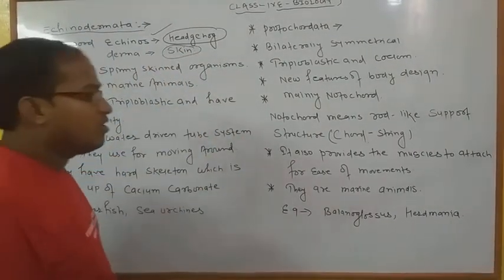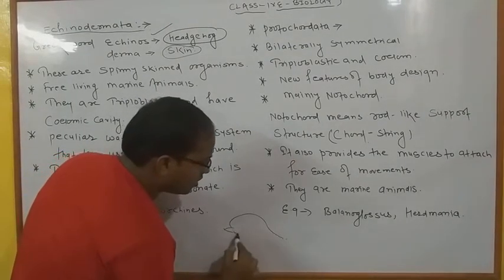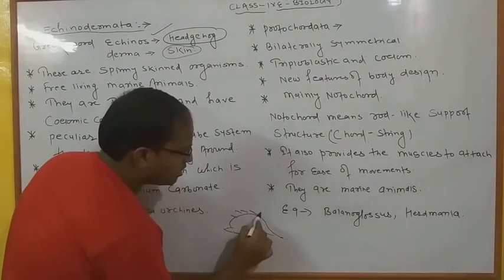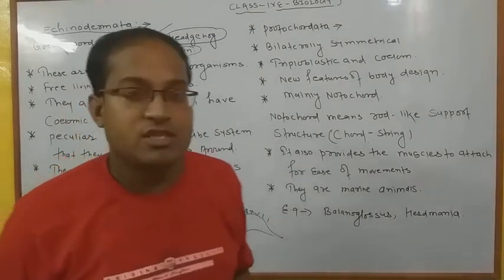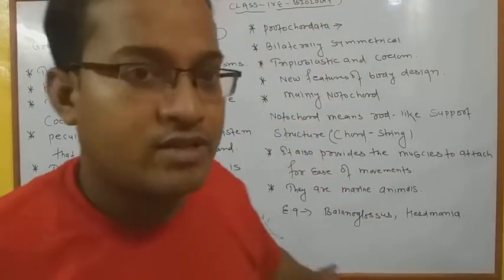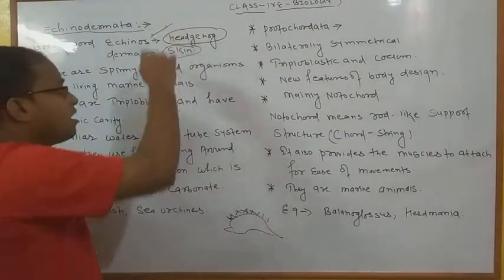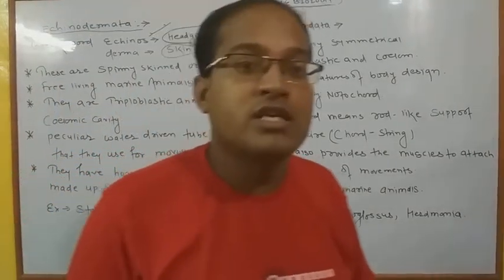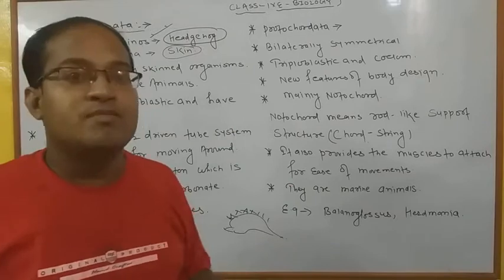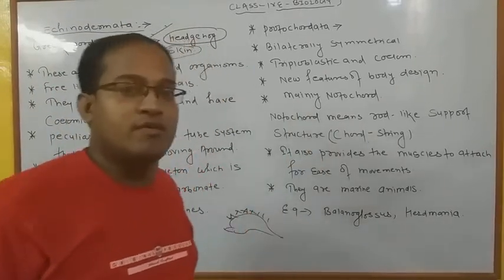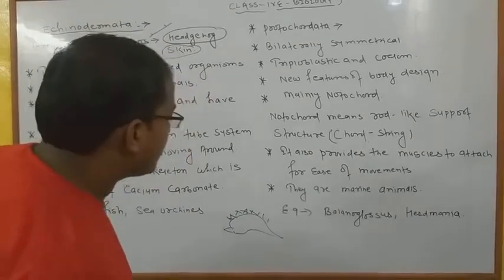Suppose we discuss some important animals: here is a small structure, and there are small scale-like structures, that is the organism hedgehog. Now we are going to discuss that Echinodermata are those organisms which have spine-like structures outside the body. Now let's discuss the first property of Echinodermata.